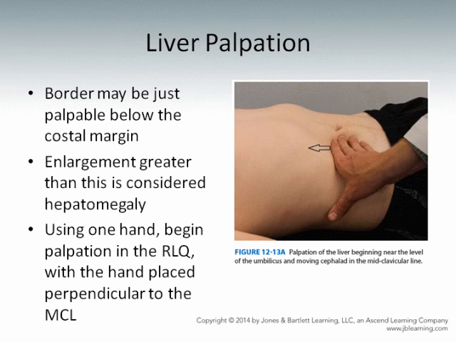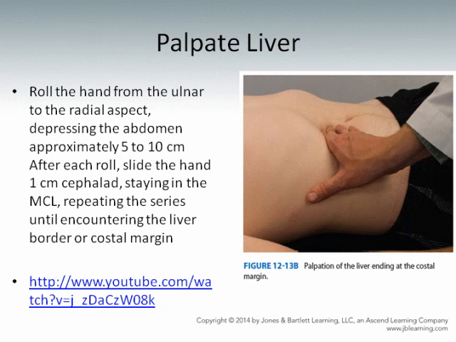Using one hand, you want to begin the palpation in the right lower quadrant with the hand placed perpendicular to the midclavicular line. This shows you a picture right here. You want to roll the hand from the ulnar to the radial aspect, depressing the abdomen approximately 5 to 10 centimeters. After each roll, you want to slide the hand 1 centimeter up toward the head, staying in the midclavicular line. You want to repeat that until encountering the liver border or the costal margin.